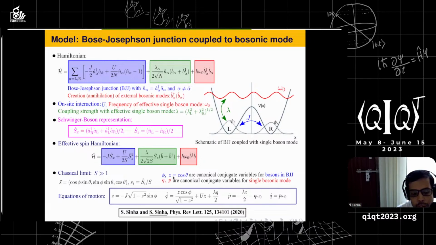One is phi and the other is Z, which is like cos theta. In terms of these dynamical variables, these classical or semi-classical equations can be written in this form. The first part, Z and phi, represents the Josephson dynamics. And there is a P and Q term that represents the harmonic part, the dynamics of the bosonic mode. This work is done with my student Sudeep Sinha, and this is the reference.